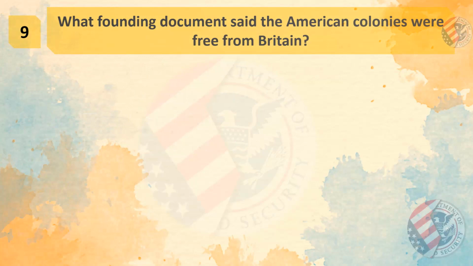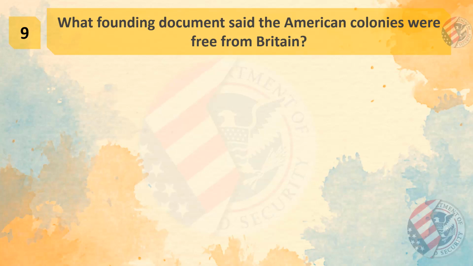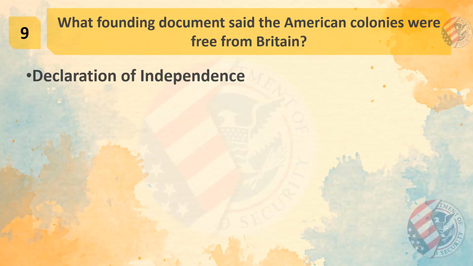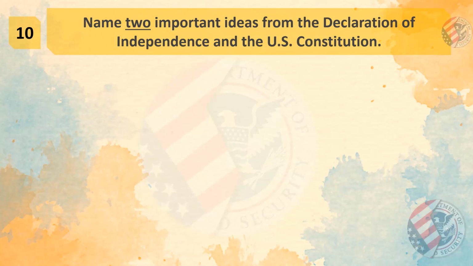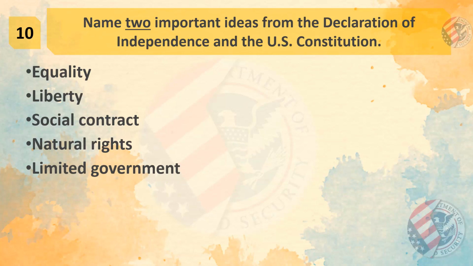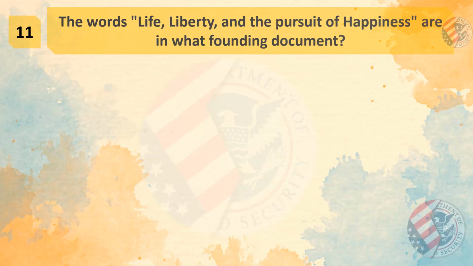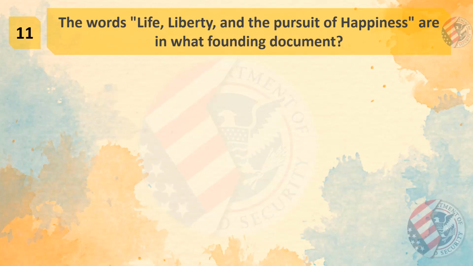What founding document said the American colonies were free from Britain? Declaration of Independence. Name two important ideas from the Declaration of Independence and the U.S. Constitution. Equality. Liberty. Social contract. Natural rights. Limited government. Self-government. The words life, liberty, and the pursuit of happiness are in what founding document? Declaration of Independence.